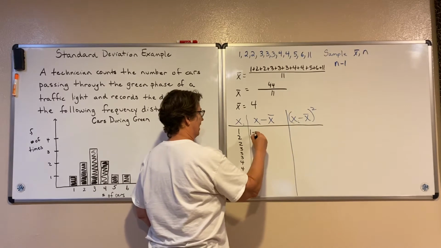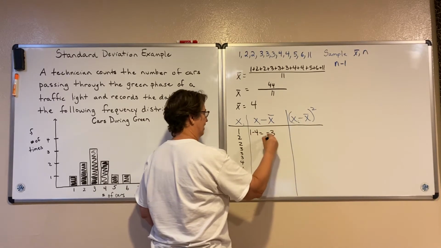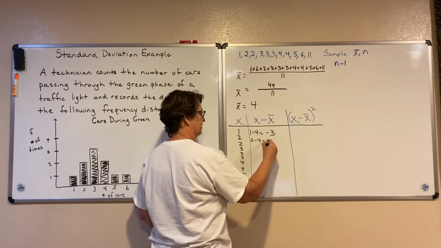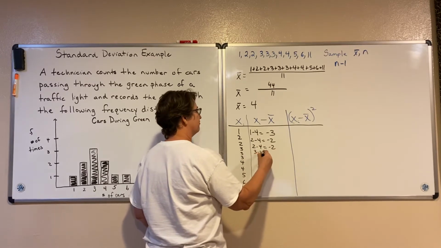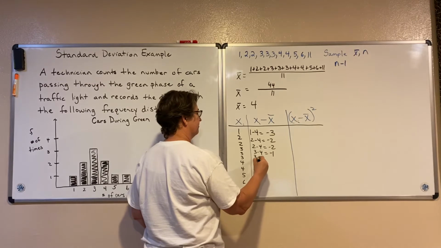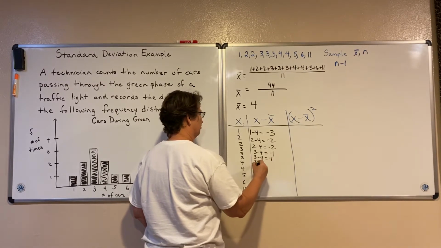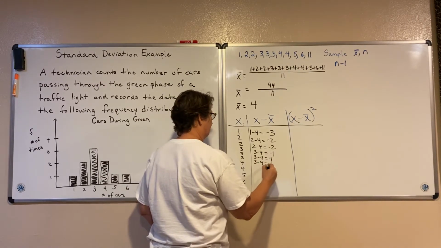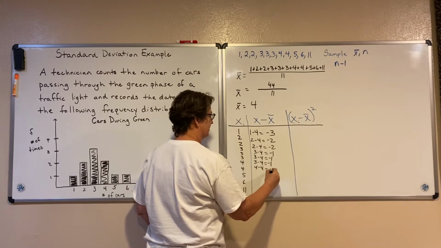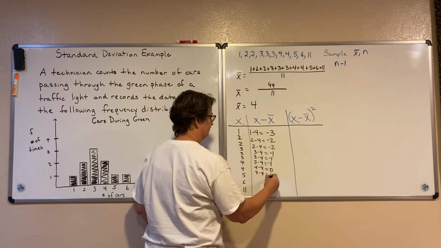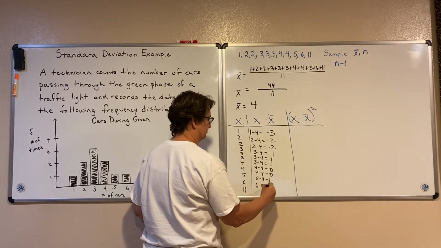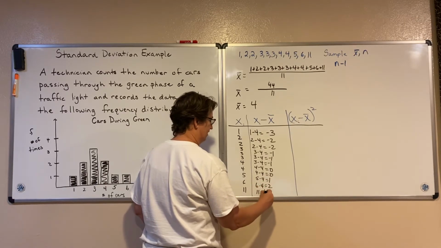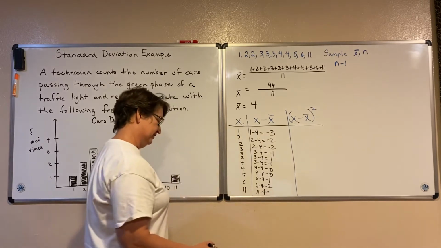1 minus 4 is a negative 3. 2 minus 4 is a negative 2. 3 minus 4 is negative 1. We have 3 of those. 4 minus 4 is 0. 5 minus 4 is 1. 6 minus 4 is 2. And 11 minus 4 is 7.